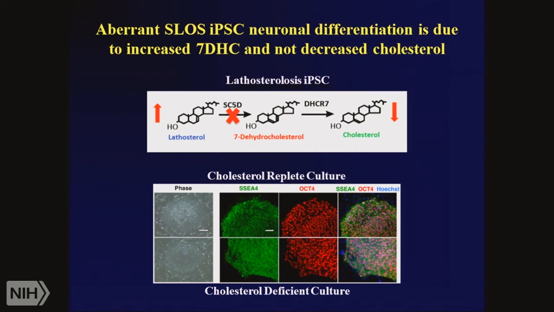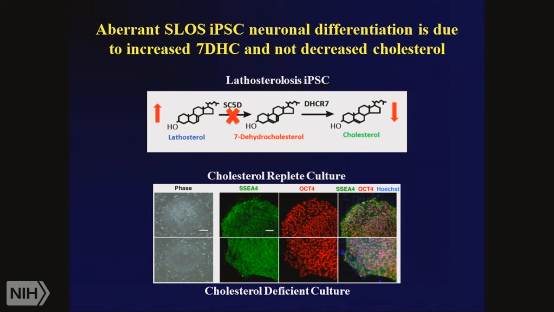Now, SLOS is rare. Lithosterolosis is very rare. I think there's about 5 patients in the world described with it. But we've seen a couple of these. We diagnosed a couple of these patients, and we're able to make iPS cell lines from these patients. And using the same paradigm, this is the cell line in a cholesterol replete culture, maintains pluripotency. And if you deplete cholesterol, it maintains pluripotency, really suggesting that it was the 7-dehydrocholesterol that was the bad actor in this particular situation.